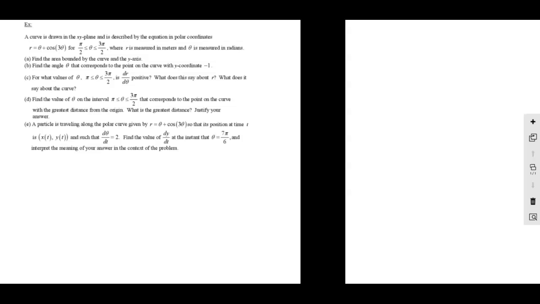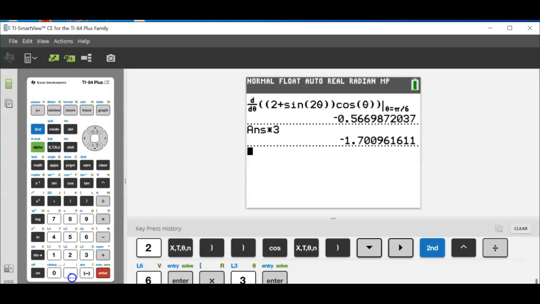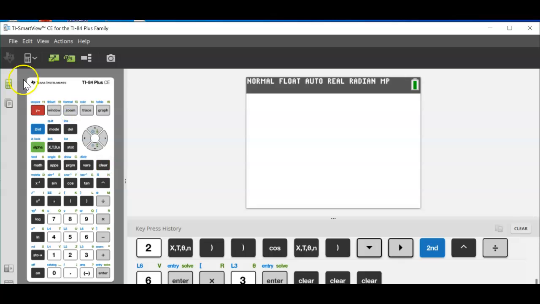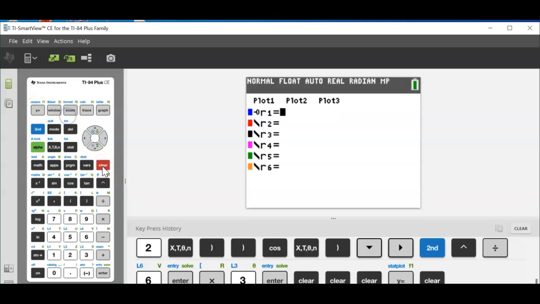This is much the same as the last one, except it doesn't have us graph it, which is nice. We're going to probably want to graph it anyways. Let's go for it. Part A. I'm going to just sketch the graph. Let's go to the calculator and let's look at this thing. Let's clear that. And let's do theta plus cosine 3 theta.